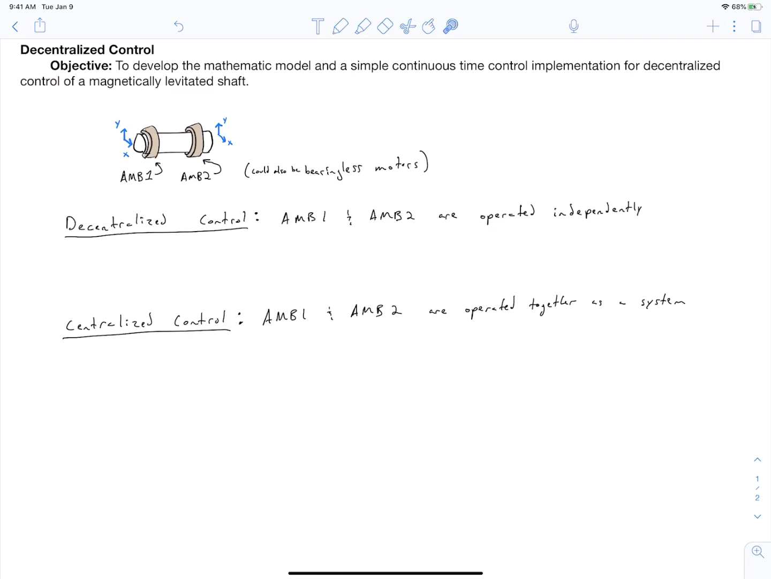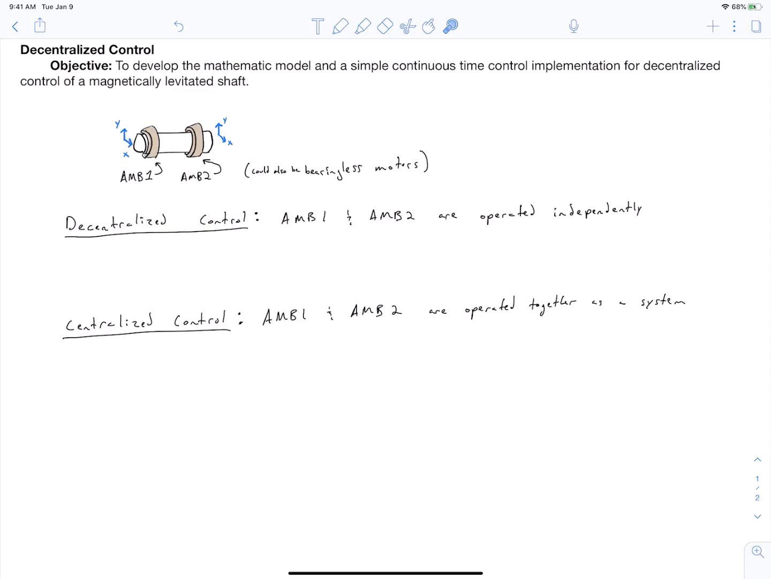Okay, so decentralized control versus centralized control. Up here, I've sketched an example system. You can see I've drawn a shaft. That's what this long white cylinder is supposed to be. And the 2 brown cylinders encompassing it are supposed to be 2 magnetic bearings, and again, those could be bearingless motors. Each of these magnetic bearings, which I've labeled AMB1 and AMB2, is able to produce a force in the y direction and a force in the x direction on that shaft.